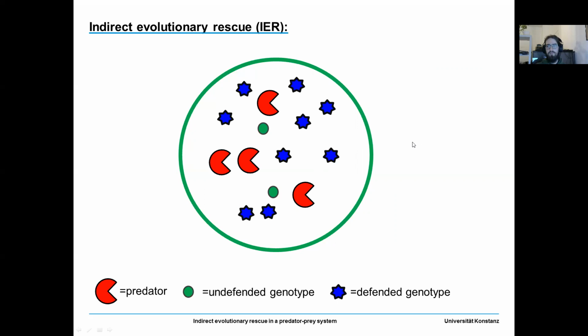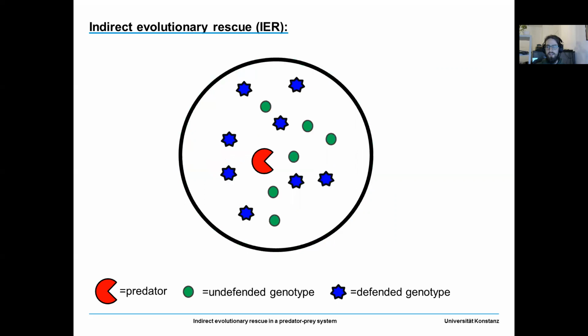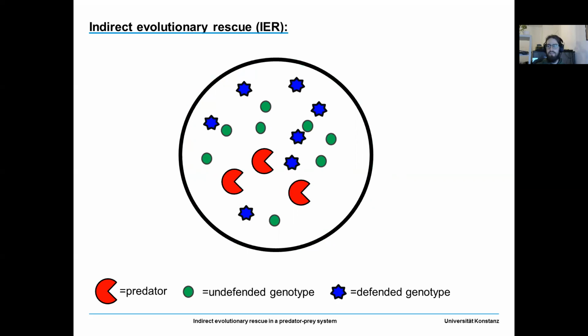If now the environment changes, leading to an increased mortality of the predator, leading to a decline in the predator population size, this leads to lower predation in the system, and thus the undefended genotype outgrows the defended genotype of the prey population. But having more undefended genotypes available in the environment, the predator is then rescued from this environmental change through the adaptation of the prey population.